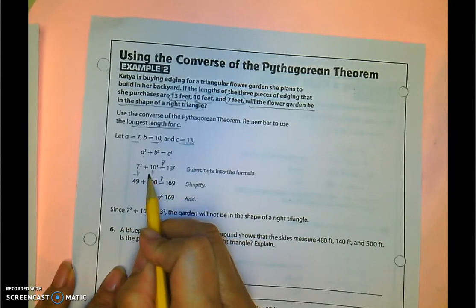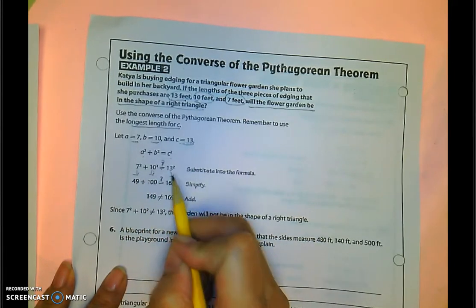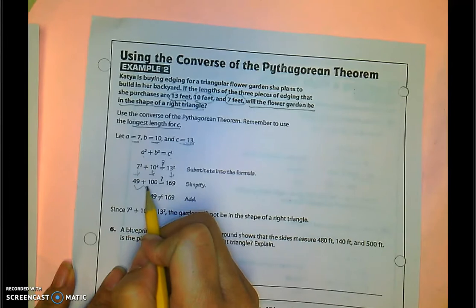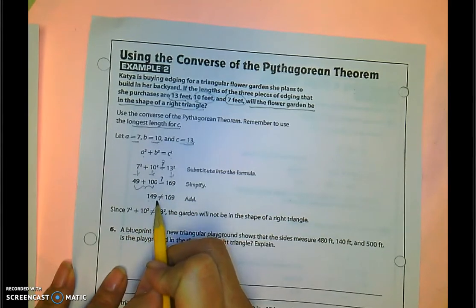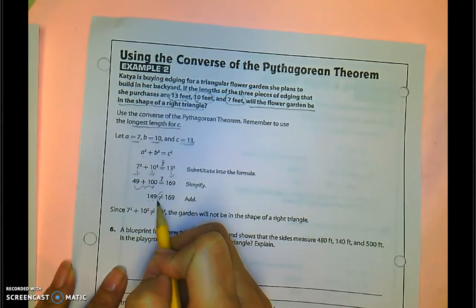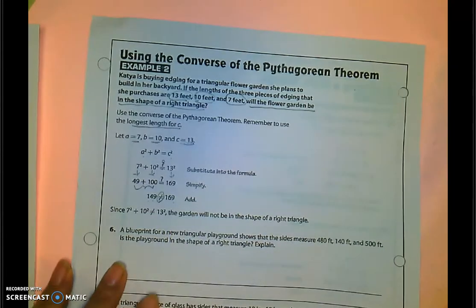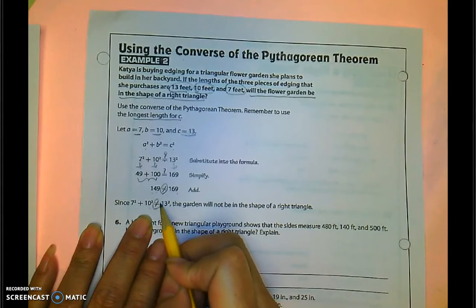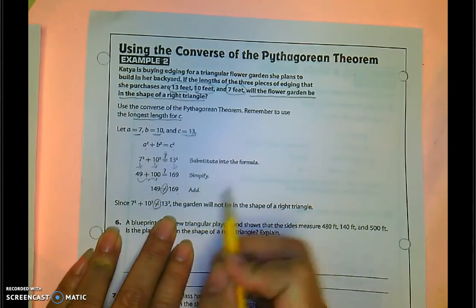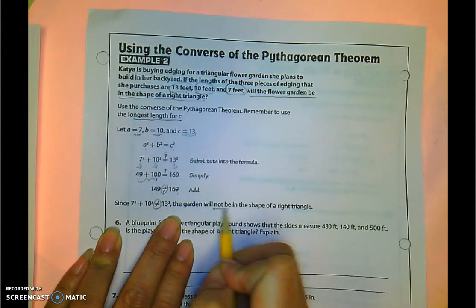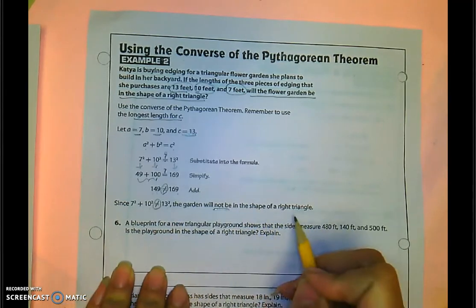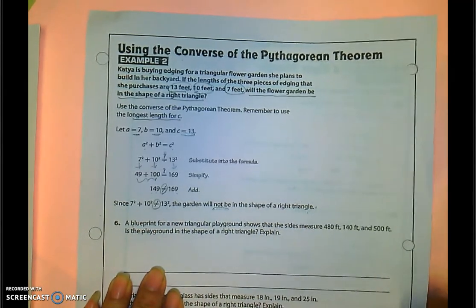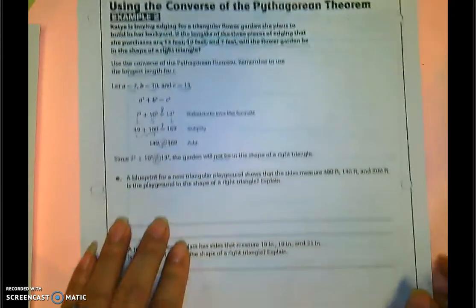49, 100, and this is 169. We add these two together, we got 149. 149 is not equal to 169. Since 7 squared plus 10 squared is not equal to 13 squared, the garden will not be in the shape of a right triangle. Now your turn, number 6.